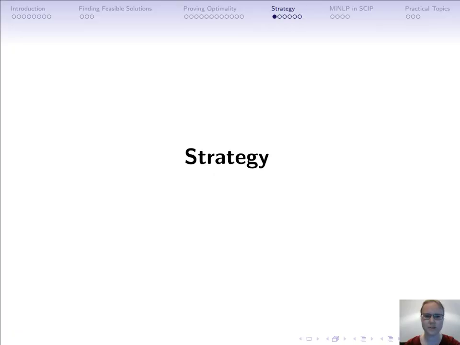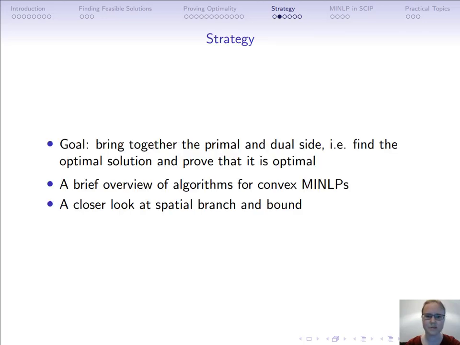Once you know how to find feasible solutions and how to obtain and improve lower bounds, the question is how to put this together in order to solve the optimization problem. And hence this next section of the lecture, the strategy. The goal here is to bring together the primal and dual side and ensure convergence. That is, to find the optimal solution and to prove that it is optimal by closing the gap between the primal and dual bounds. Here I will provide a very brief overview of algorithms that can be used for solving convex MINLPs, and I will have a bit of a closer look at spatial branch and bound, which is used for solving non-convex MINLPs to global optimality.